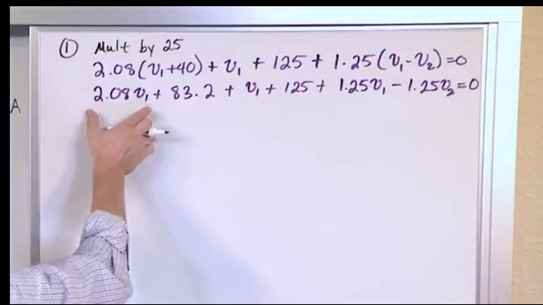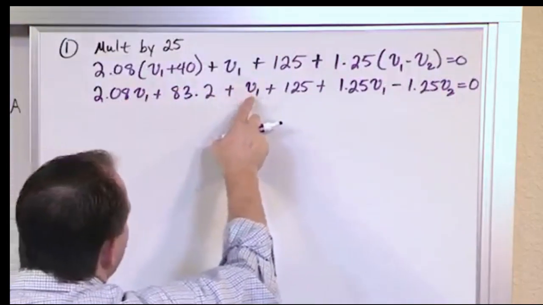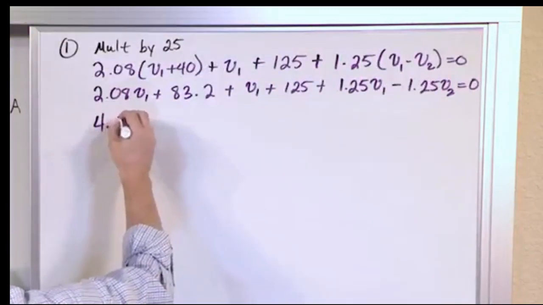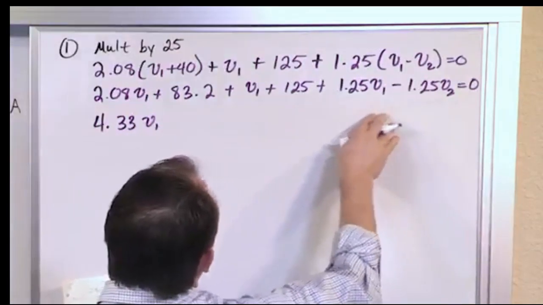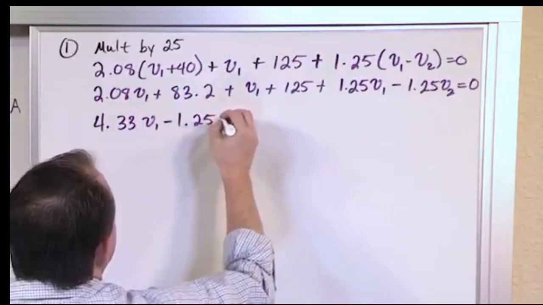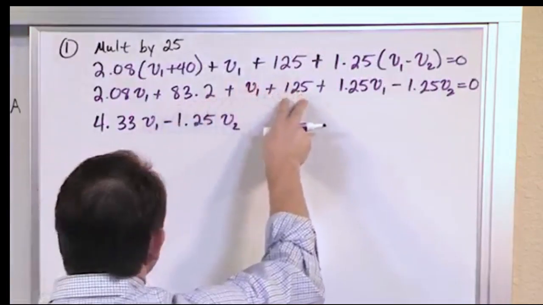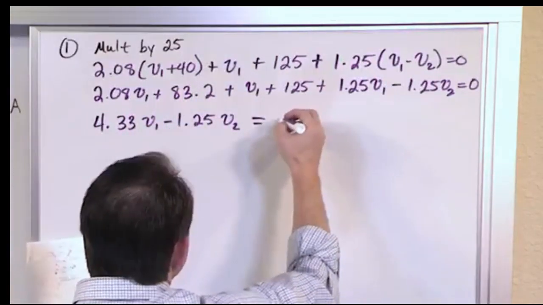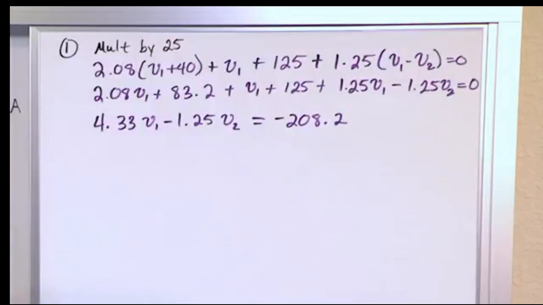And basically we have some terms in V1 here. When you add the terms in V1, the 2.08, here's one more, here's 1.25 more, you'll get 4.33 V1, all right? The only other V2 we have in here at all is this one, so we have minus 1.25 V2. And then over here, we have 83.2 plus 125. You add them together, you're going to get a positive number. You move it to the other side, you'll have negative 208.2. So that is sort of the simplified form.